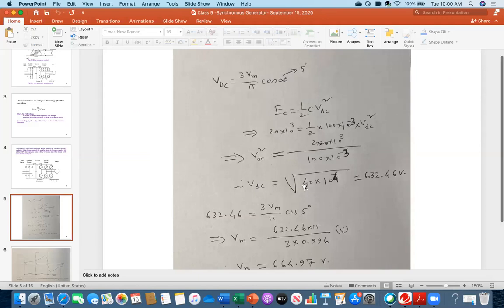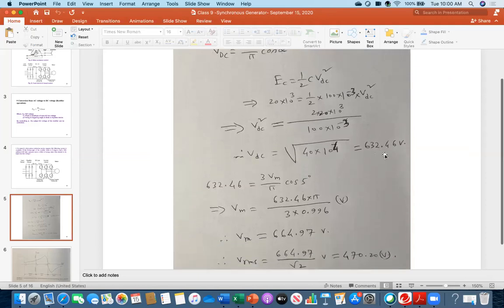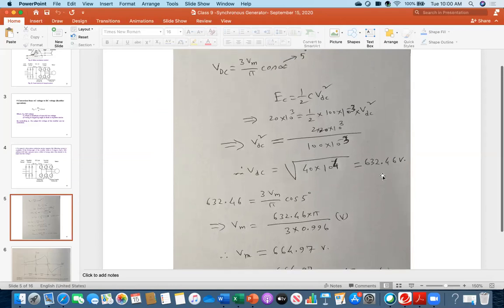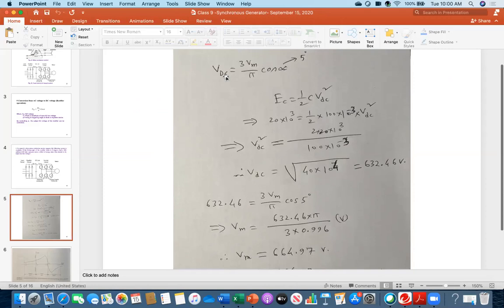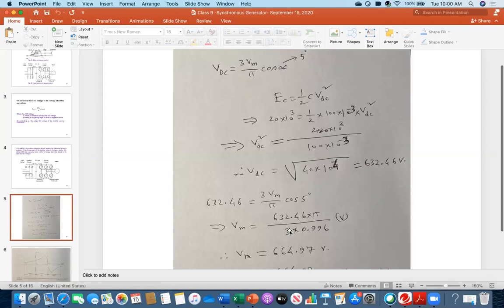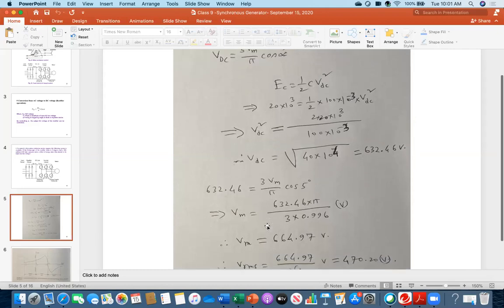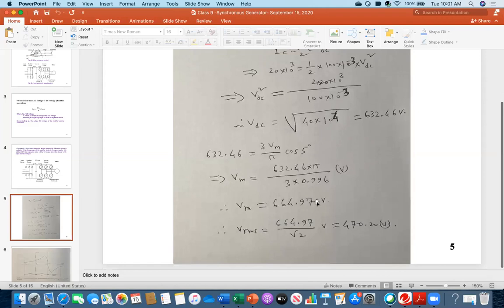So I got a VDC value of 632.46 volts. Once I get that, I just plug it into that equation. This is the VDC value equals 3 over pi times Vm cosine alpha, with alpha 5 degrees. From there I am getting Vm. But Vm is the peak or the amplitude of the AC side line voltage, so to get the RMS, I have to divide by root 2. So my final answer is 470.20 volts.